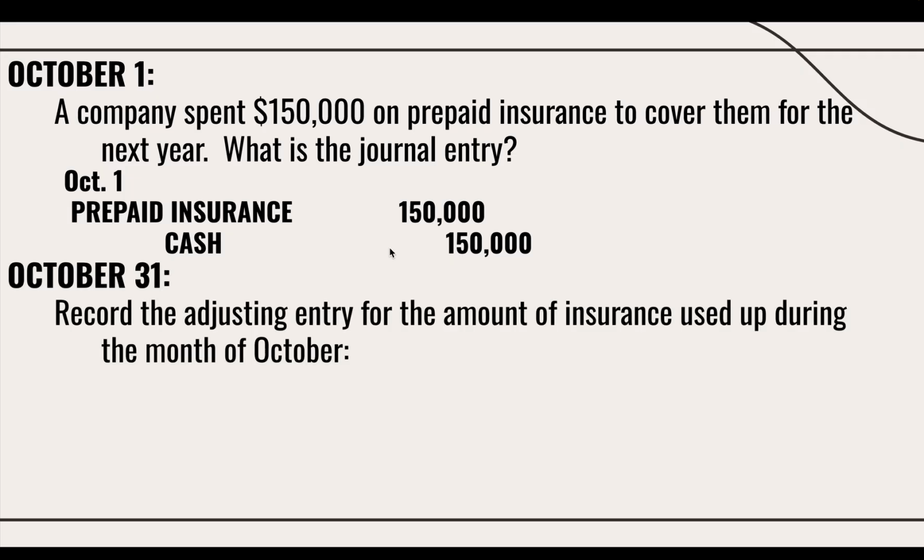So then the next question is, at the end of this month, so 1 month has gone by, so we've used up 1 month of insurance. What is the adjusting entry to reflect the amount of insurance that we've used? Pause.